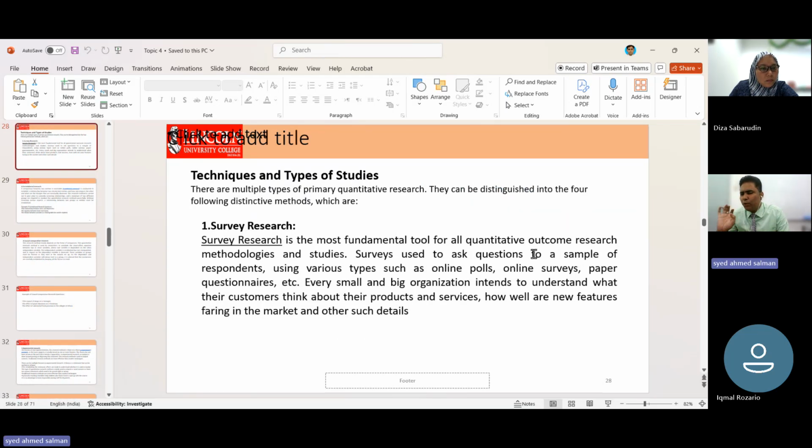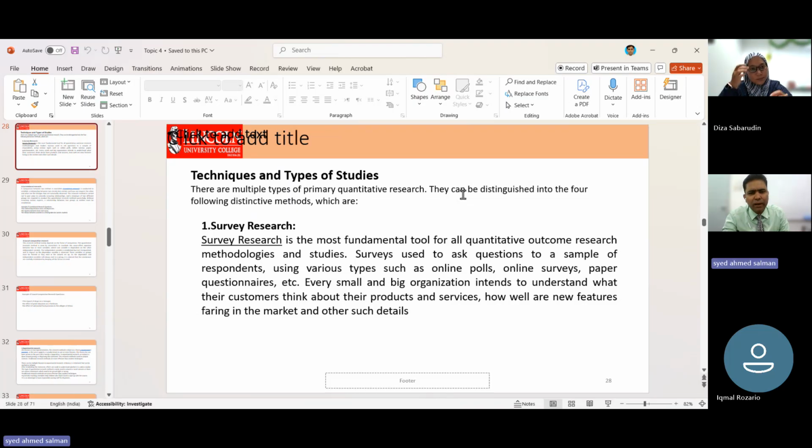Survey research, I'm not going to discuss in depth and in detail, because everything we have, you know, is survey. Survey research is the most fundamental tool for quantitative research methodologies and studies. A survey is used to ask questions to a sample of respondents. In survey research, you are going to ask the questions. Any doubt in this research type?